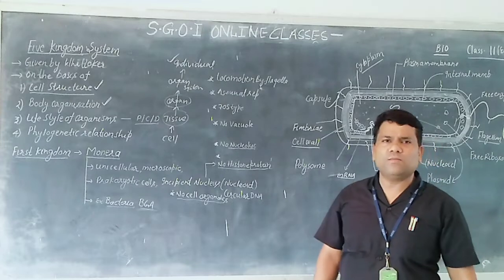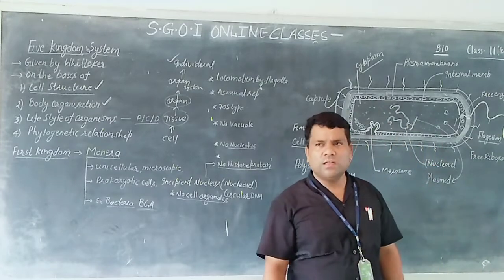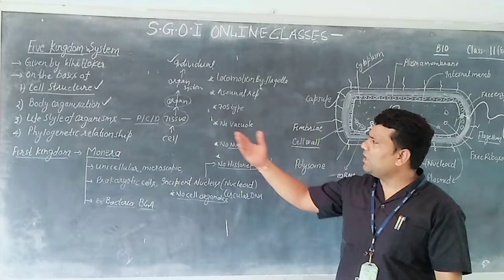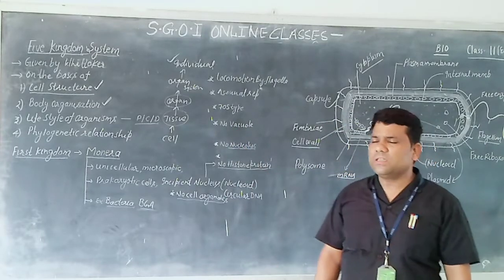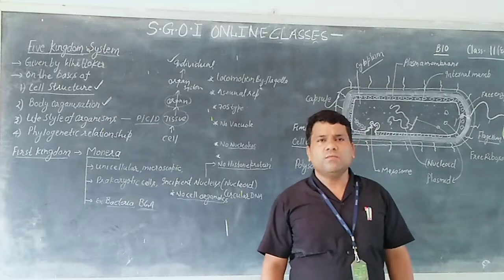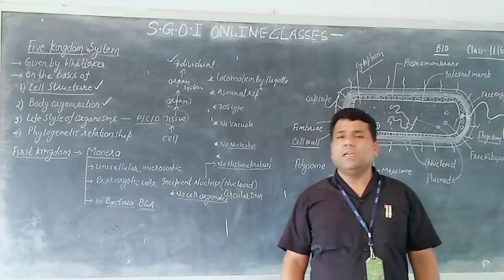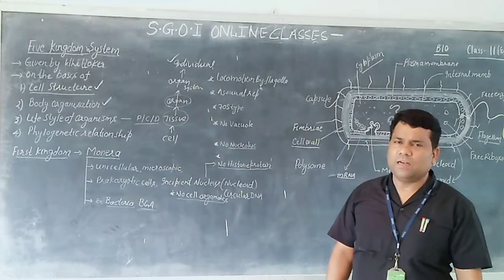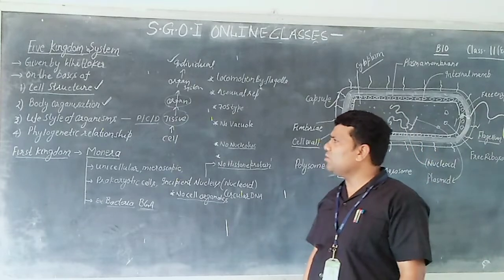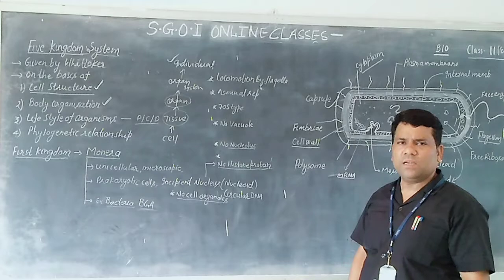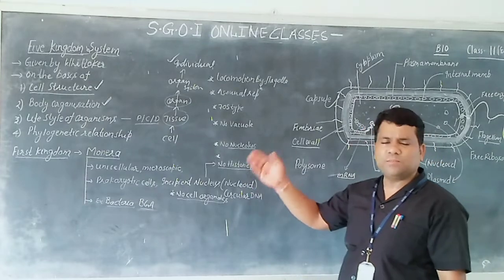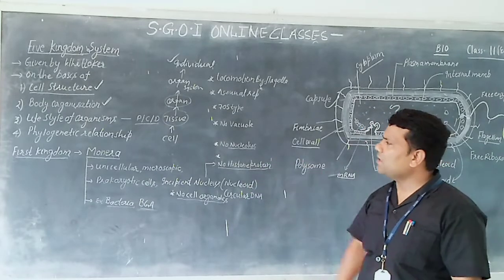So what are consumers? Consumers are those types of organisms which depend upon the producers. And what are decomposers? Decomposers are those types of organisms which eat the dead and decayed particles of the organisms. So these are the lifestyles of organisms. On the basis of their nutrition, we can classify them as producers, consumers, or decomposers.